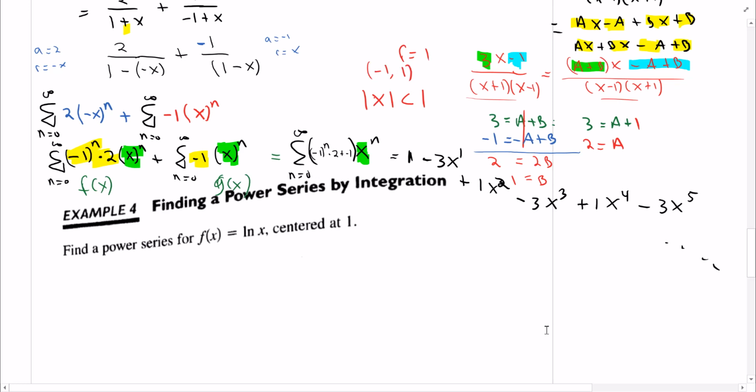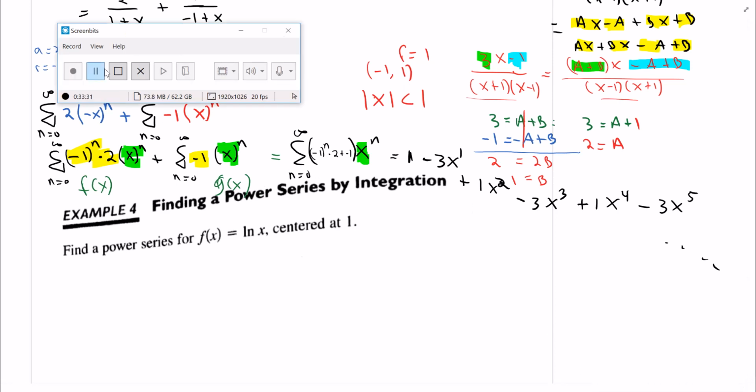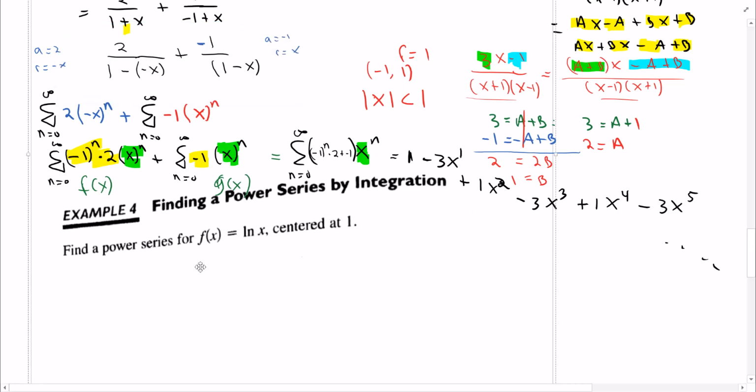All right, let's do some other examples. Okay, so this one's asking us to find a power series for f of x equals natural log x. And we could go through the whole process of taking the derivative and using that power series formula. We have the derivative times x minus 1 to the nth power over n factorial.